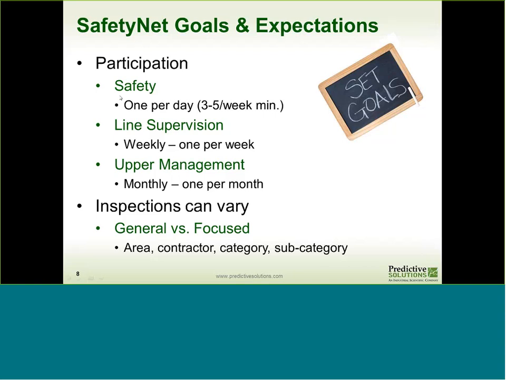This is typically what we see. If you have a full-time safety person at a job site, they're doing at least one a day, 3 to 5 a week minimum. Line supervision, that's a foreman, a supervisor, shift supervisor, somebody like that, typically see 1 a week on average. Some companies do more, but typically 1 a week is what we see. And then upper management, that'd be like a plant manager or even the C-suite, like a CEO or somebody like that. Usually they're doing 1 a month. That's typically what we see as far as goals and expectations, right?